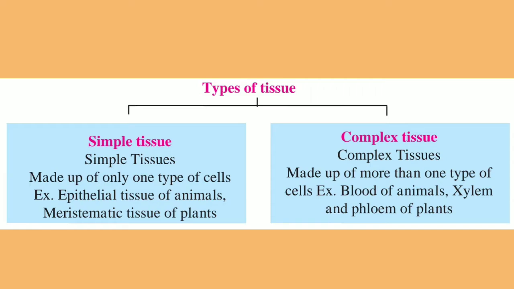Simple tissues are made up of only one type of cells. For example, epithelial tissue of animals, meristematic tissue of plants, and complex tissues are made up of more than one type of cells. For example, blood of animals, xylem and phloem of plants.